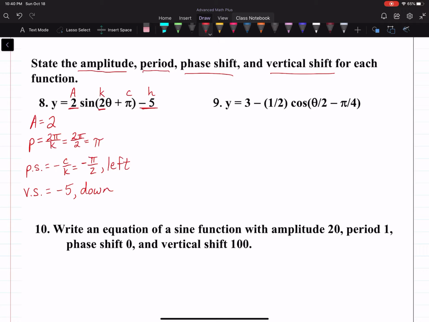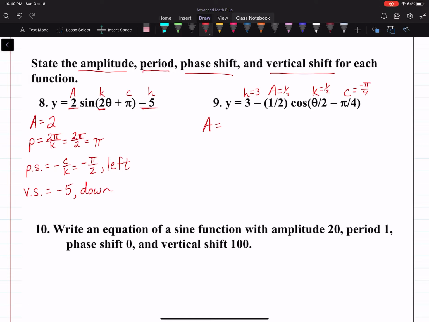Very, very simple. So number 9, your amplitude. This is written, notice it's kind of written out of order. Your h is actually first here. There's your A, your k, and your c. Now, understand, theta over 2, so that means your k is 1/2. It's 1/2 times theta is theta over 2. Your c is negative pi over 4. Your amplitude, or your A, is 1/2, and your h is 3.